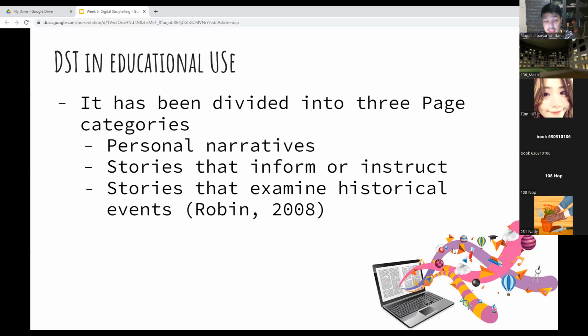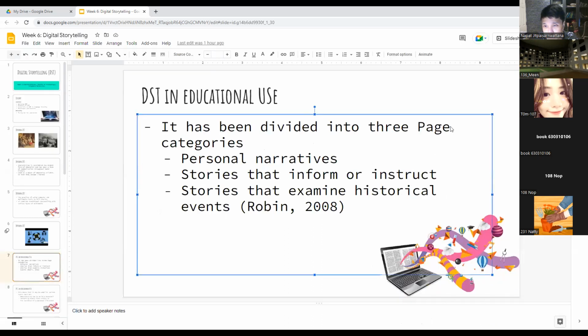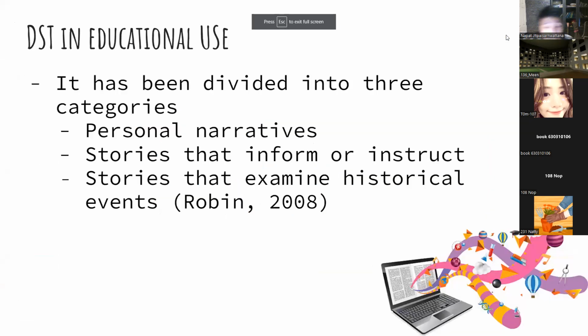Okay, the first one is personal narratives, right? So the first one is you are narrating the story about yourself. Okay, to narrate, to tell a story, you are narrating the personal story about yourself. It can be narrating about your childhood memory. It can be narrating about your best experience, the happiest day of your life, and so on, right?